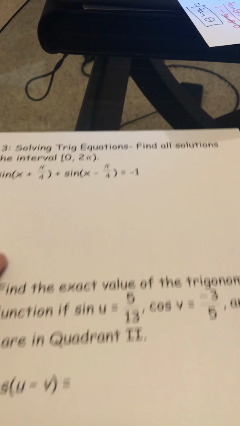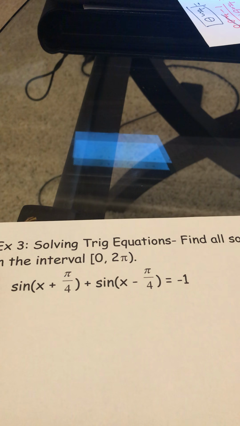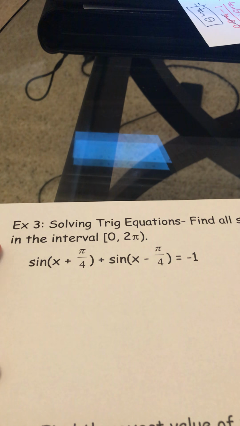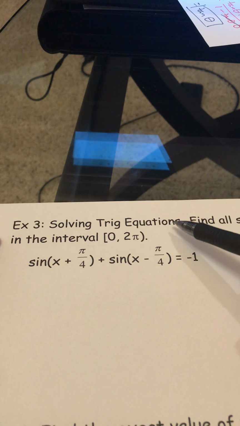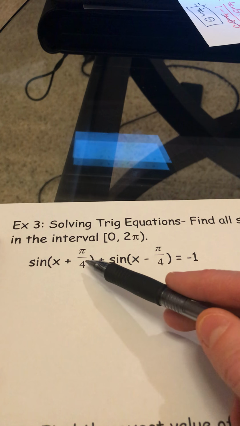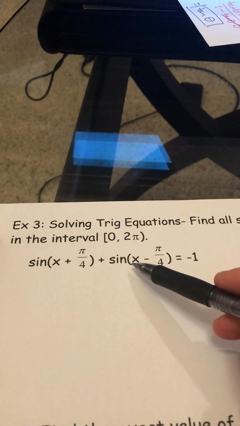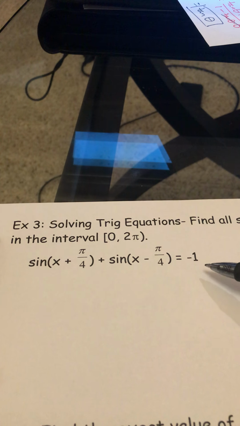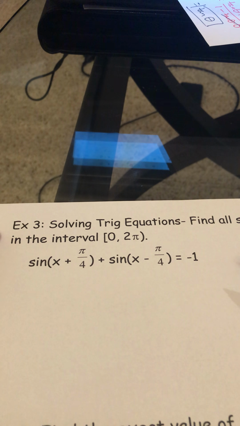All right, a little different style of question here for example 3. Now it says we can use this to actually solve it like an equation. Find all solutions in the interval from 0 to 2 pi, the sine of x plus pi over 4 plus the sine of x minus pi over 4 equals -1.